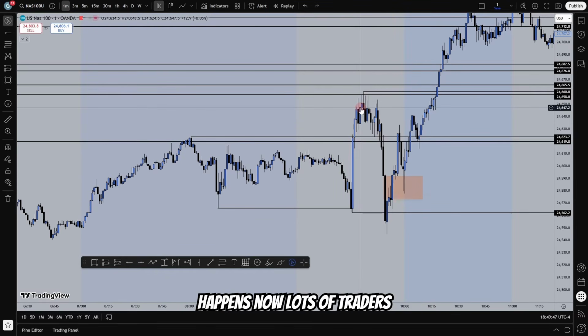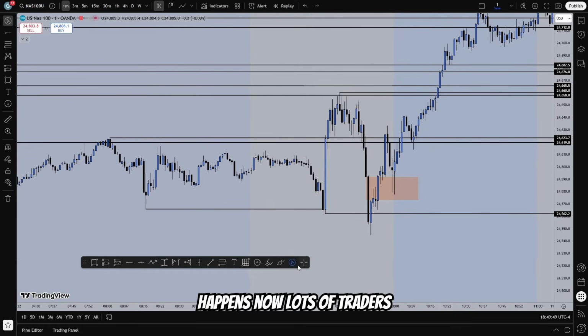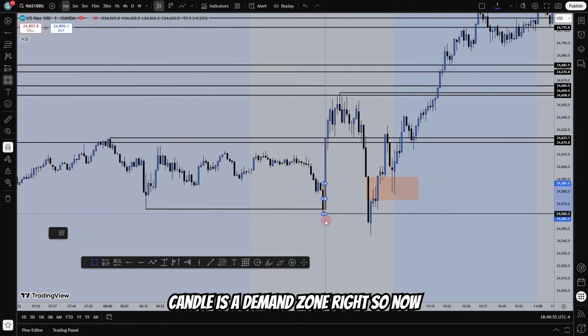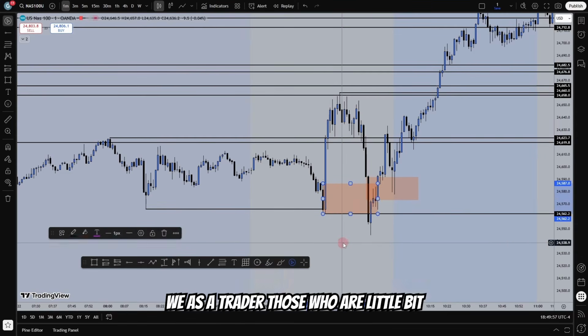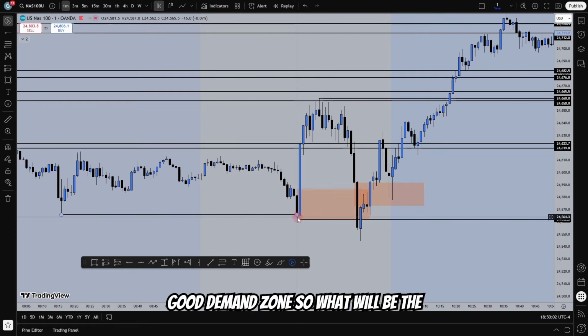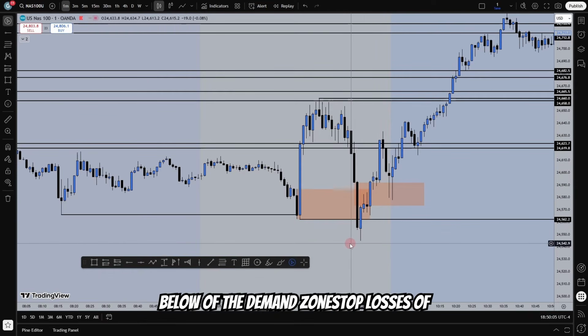Okay, and then what happens now? Lots of traders, beginners, know how to mark supply and demand, so they will think this candle is a demand zone, right? Now we as traders, those who are a little bit advanced, can see that this is a very good demand zone. So what will be below the demand zone? Stop losses of retail traders, right?